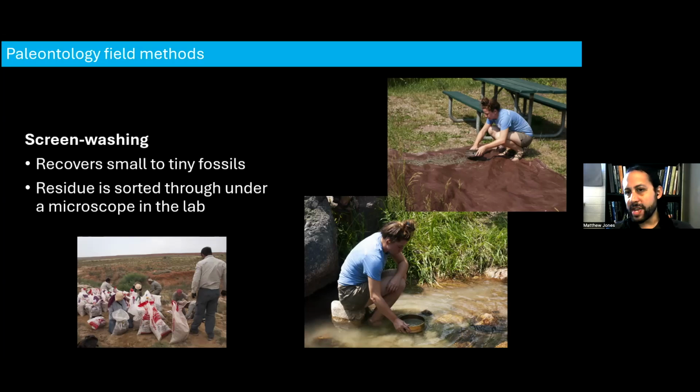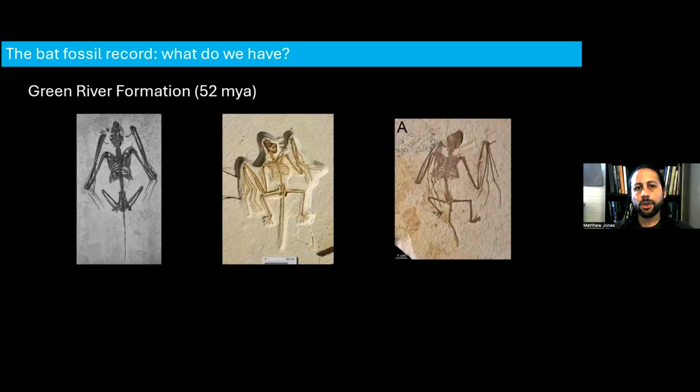And so we let that residue dry in the sun, collect it back up, take it to the lab, and then we sort through it under a microscope. And we can recover really tiny, millimeter-sized fossils through this process. So what do we have as far as the bat fossil record? I've talked a lot about the methods. What do we have? So when you think of fossil bats, a lot of people are probably going to think of these fossils.